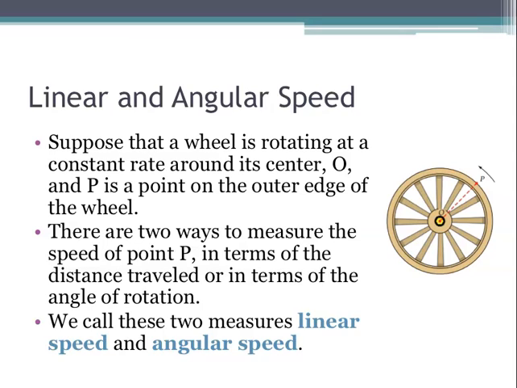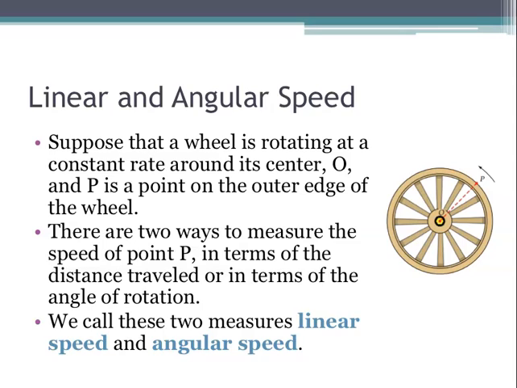So suppose that you have a wheel and it's rotating at some constant rate. So it's not going any faster or slowing down at all. It's just going around. It's rotating at a very constant rate. The center is at O there, and P is a point on the outer edge of the wheel.